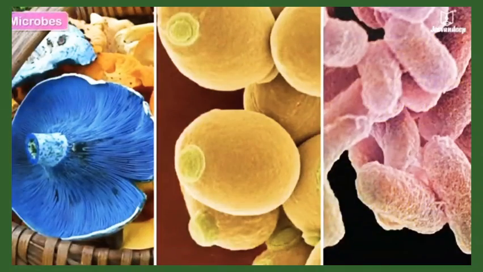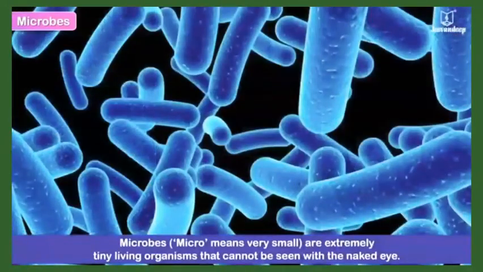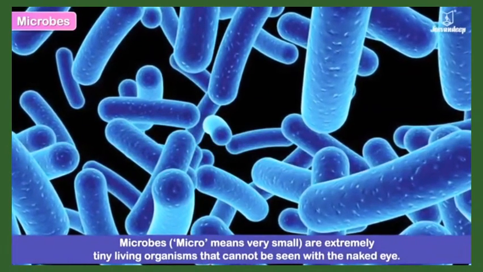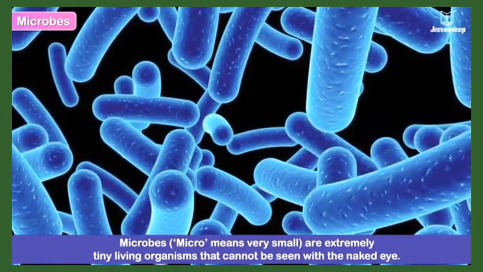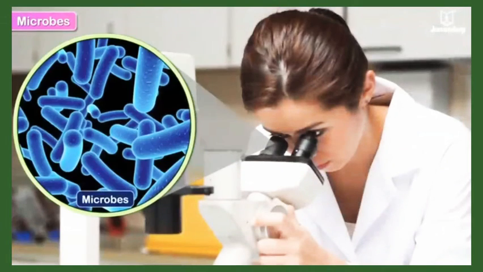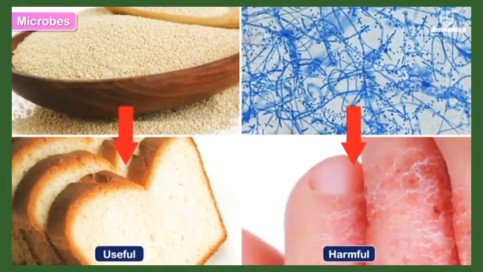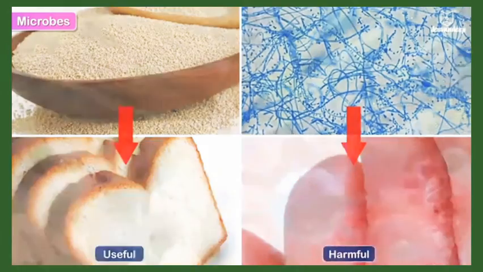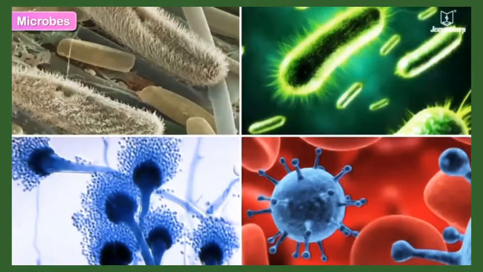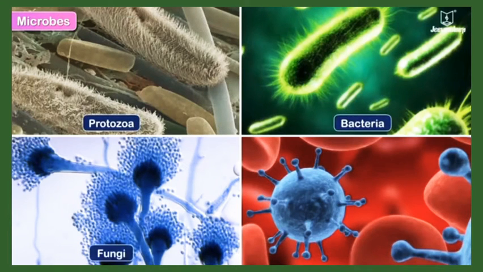Microbes. Micro means very small. Microbes are extremely tiny living organisms that cannot be seen with the naked eye. These can be seen only through a microscope. Microbes can be both useful and harmful. There are 4 types of microbes: protozoa, bacteria, fungi, virus.